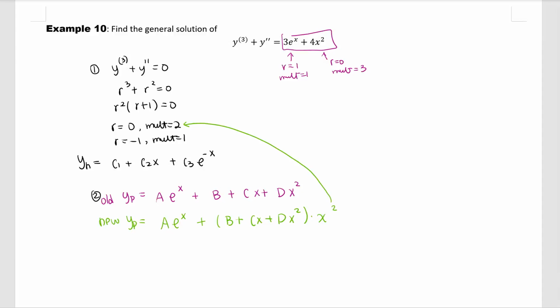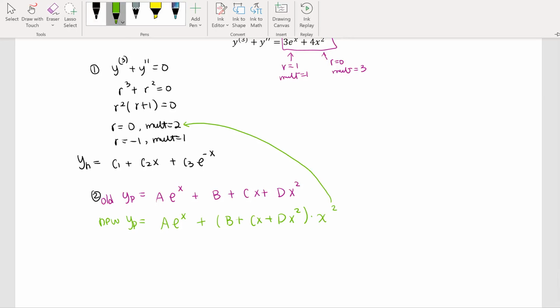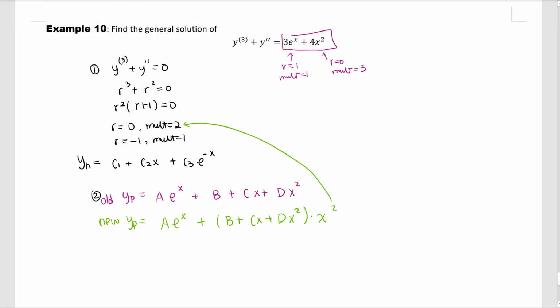So then here, this is a good example I want to emphasize. Here, I say multiplicity 3. The 3 corresponds to there being 3 terms. And here that multiplicity 2 corresponds to you multiplying by x to the power of 2. So they kind of have different effects. Okay, everybody? So let's continue.